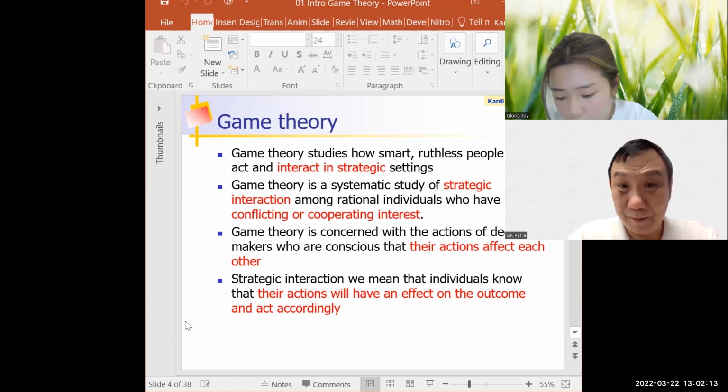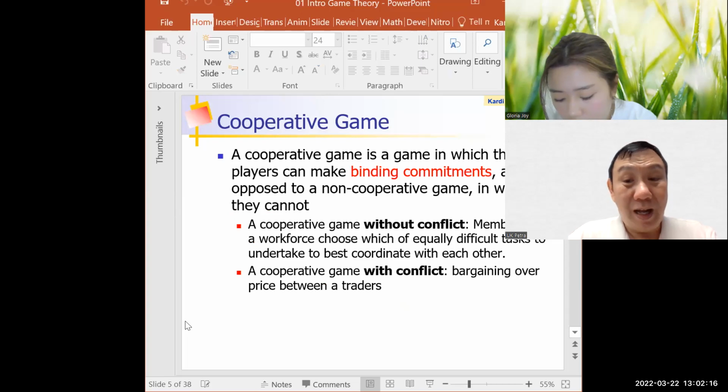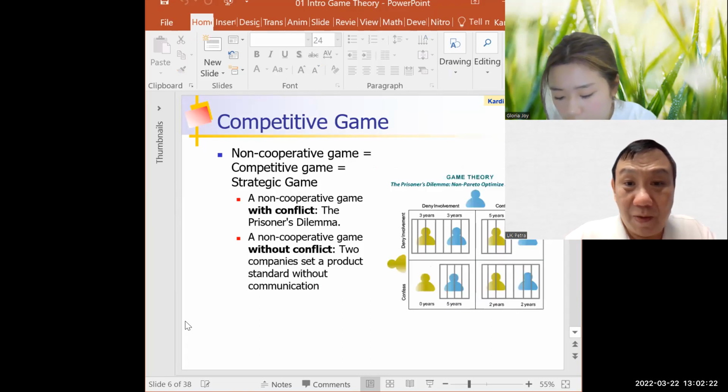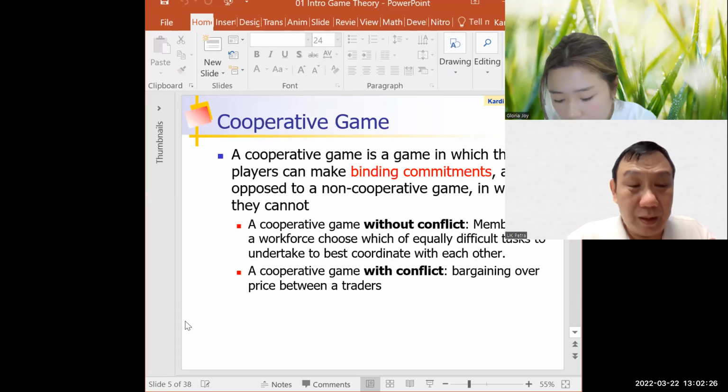That's the basic assumption here. Okay, so there are two kinds of games. One is a cooperative game. The other one is a competitive game. So you can separate game theory into two big parts. One is cooperative game. The other one is competitive. In a cooperative game, you can have two possible choices. One is without conflict. The other one is with conflict.